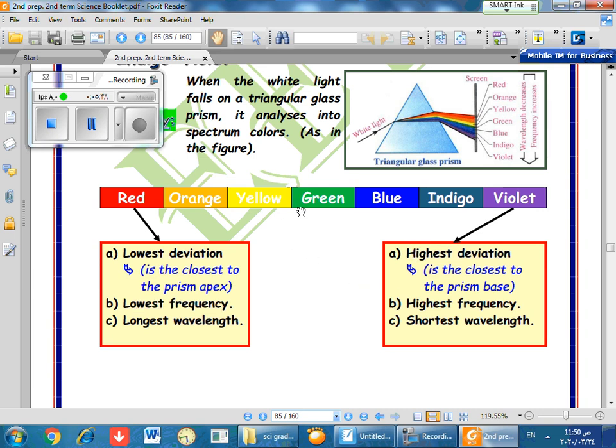Okay? Right. Who can compare between the green and orange light? Which one of them has the highest energy? Which one of them has the longest wavelength? Firstly, the green has the largest energy. It has the greatest deviation. But orange has low frequency and the longest wavelength. Okay?